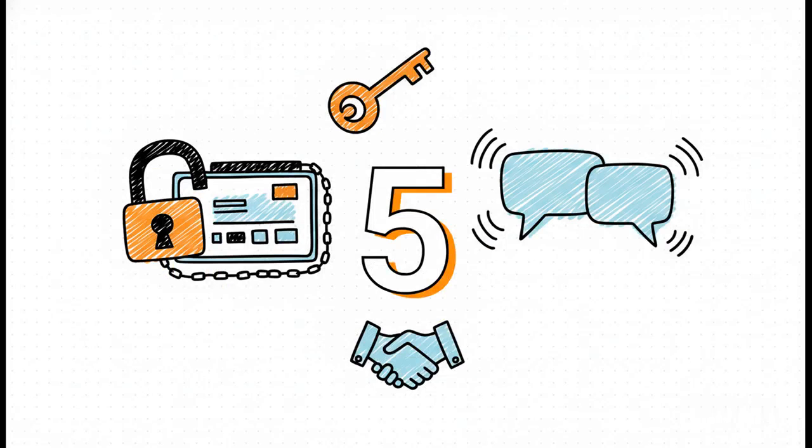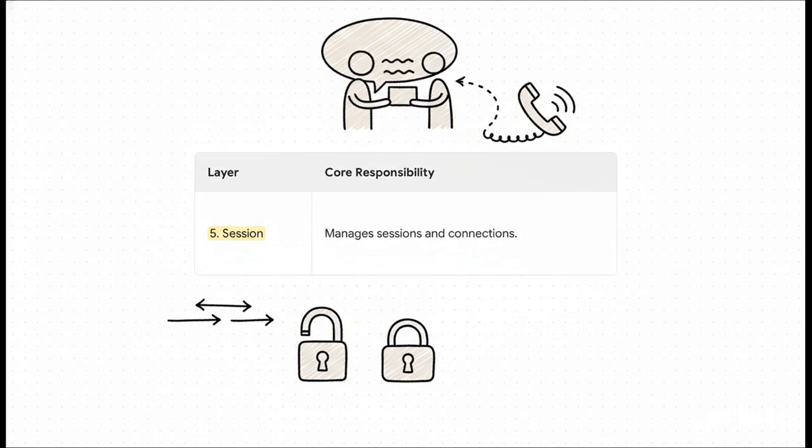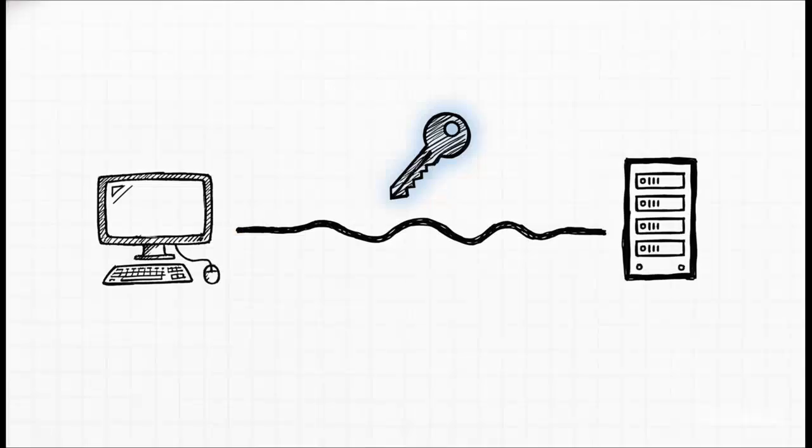Our package is locked and formatted. Now we need to actually establish the connection. The session layer is the conversation manager. Its job is to open a connection, keep that connection stable while data is being sent, and then close it down neatly when everything's done. It's like calling ahead to make sure the recipient is home and ready to receive your package. This layer makes sure your computer and the web server can maintain a steady dialogue.